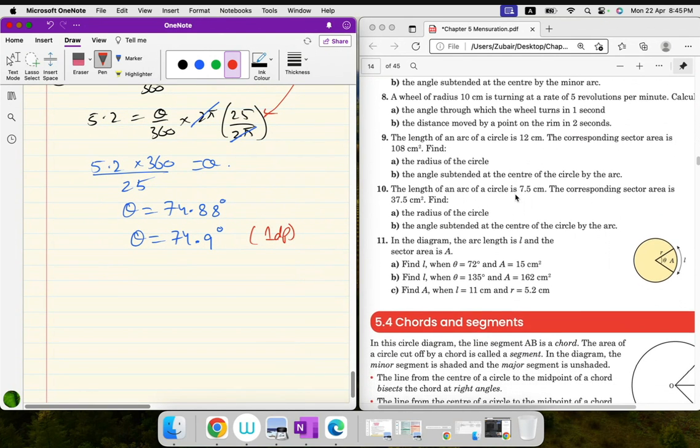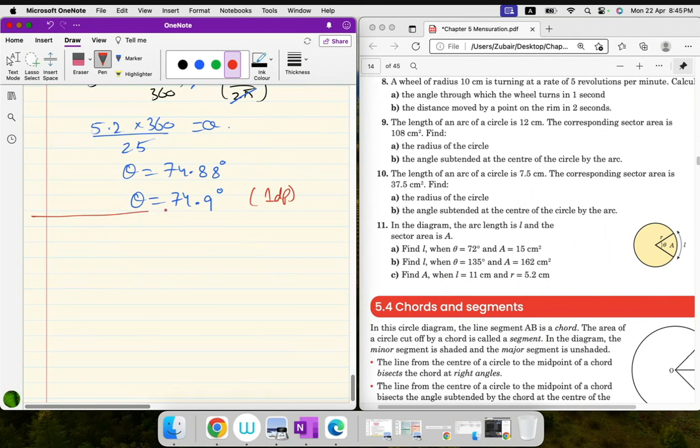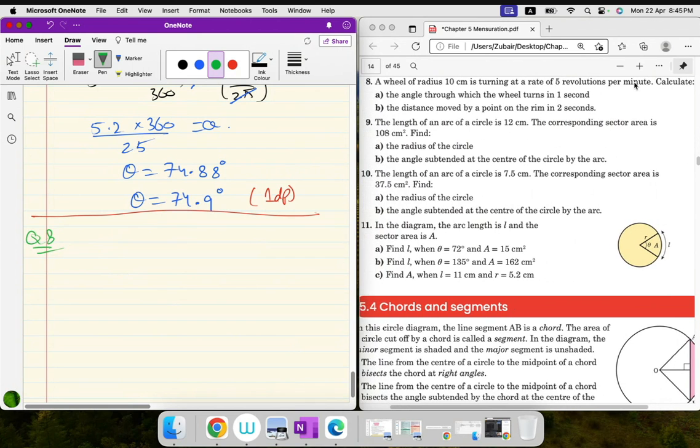Try question number 8. Number 8. Is it readable? Yes, sir. Calculate, okay.